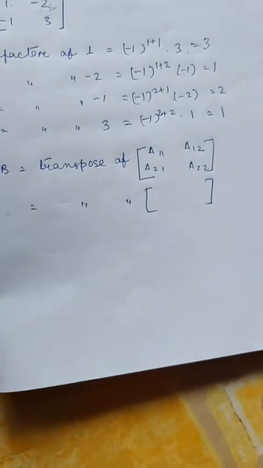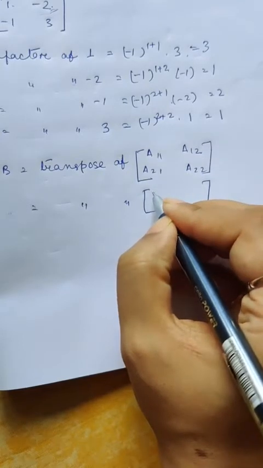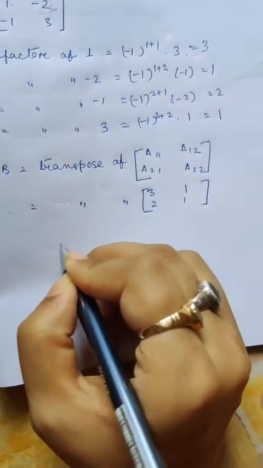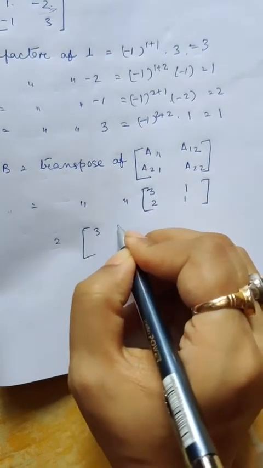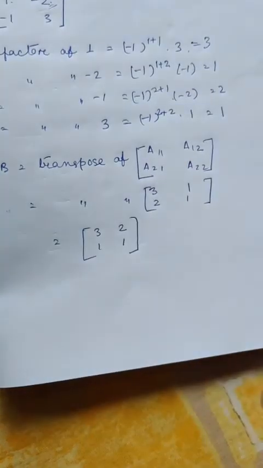Now we will put the values of A11, A12, A21, A22, so 3, 1, 2, 1. So the transpose of this will be 3, 2, 1, 1. So this is adjoint B. Now we will find the adjoint of AB. So for that, first of all, we have to find the cofactors of all the elements of AB.